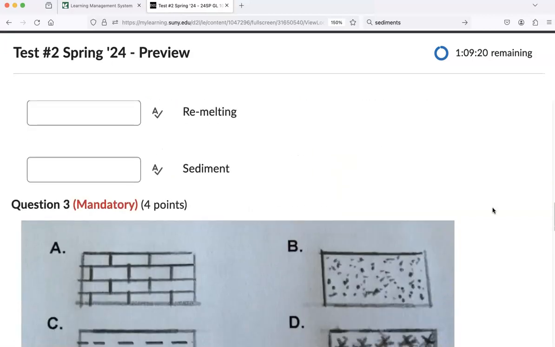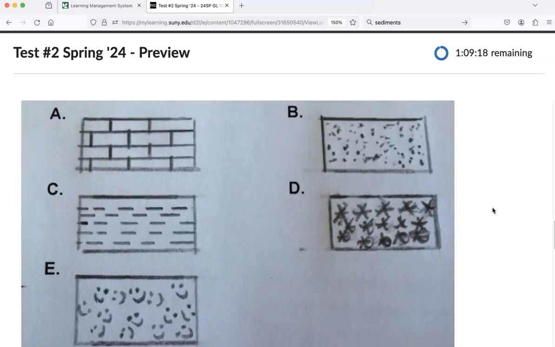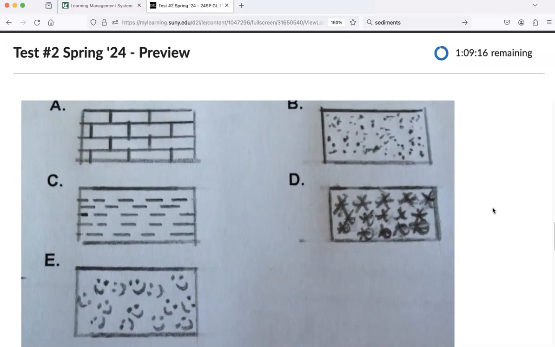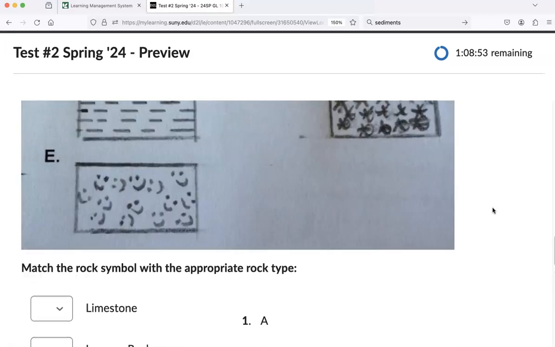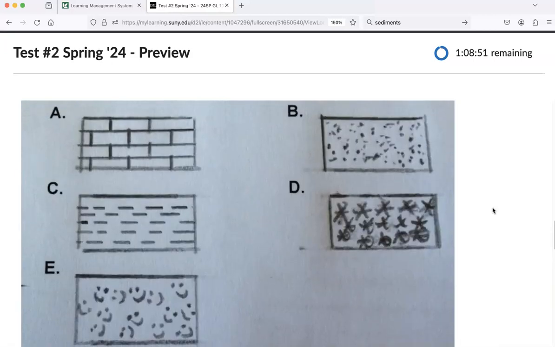We have our wonderful high def images of rocks, rock symbols, really. And we had some possible answers. One of those is limestone. One of those is just igneous, kind of generic, igneous rock. One is sandstone and one is shale. Which one's which?